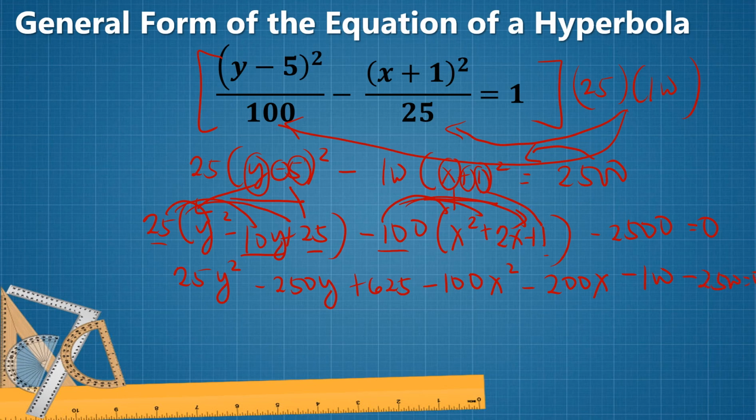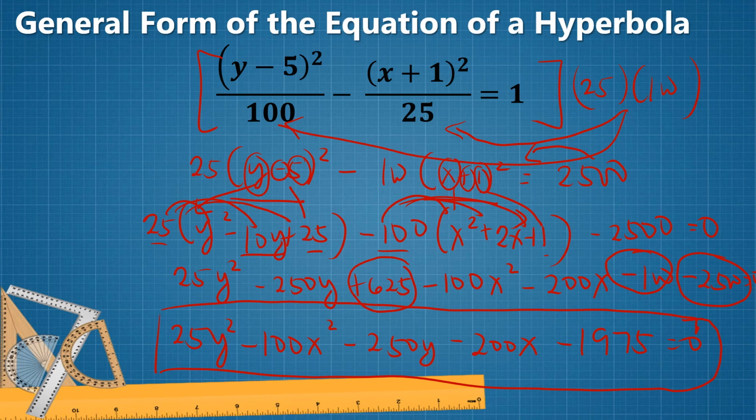And then after that, we're going to simplify all the constant terms. So we can simplify 625 minus 100 minus 2,500. The answer is negative 1,975. So let's copy 25y squared minus 100x squared minus 250y minus 200x minus 1,975 equals 0. And this is the general form of the equation of the hyperbola.